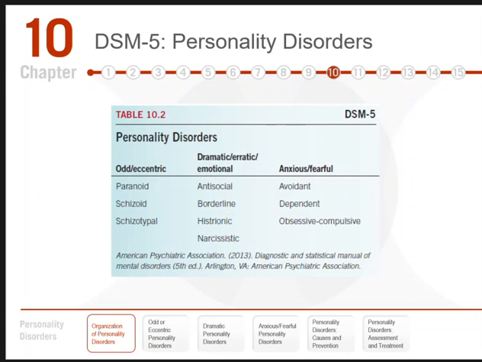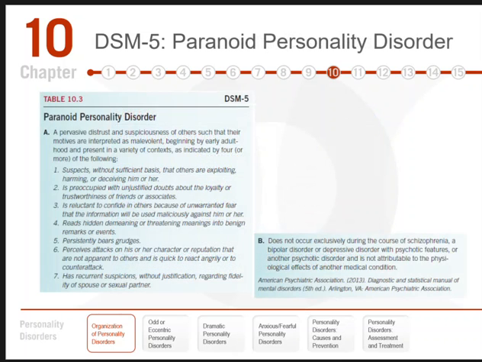Personality disorders are organized into three basic general categories. One is the odd and eccentric personality disorders. The second is dramatic, erratic, or emotional personality disorders. And the third is anxious and fearful personality disorders. Those are listed underneath there, and we'll go through these rather quickly just so you get an idea.